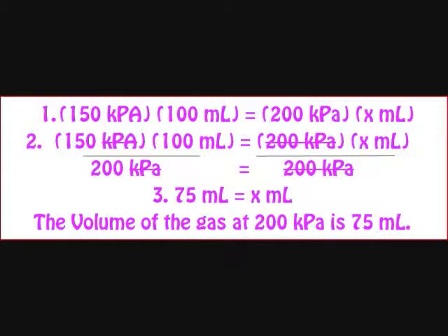To solve for x, or to find the volume at 200 kPa, we must multiply and divide away all our variables until we reach 75 milliliters, which equals x. So the volume of the gas at 200 kPa is 75 milliliters. The work is as shown.